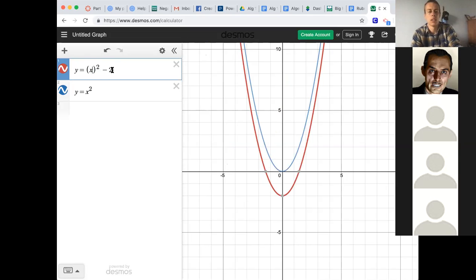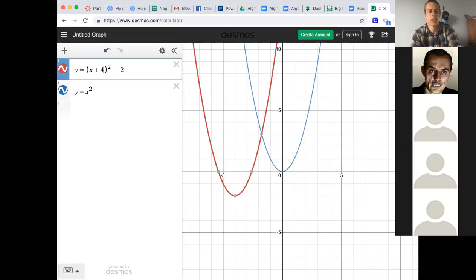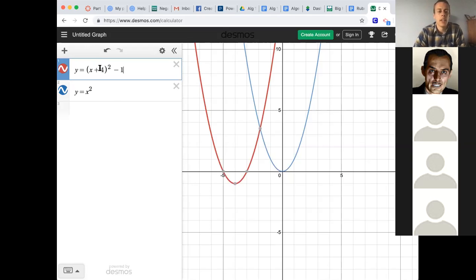Left 4, down 1. Okay, and then we have a -1. Again, that +4, Neil's right, is going to move it to the left 4, and this -1 moved it down 1.